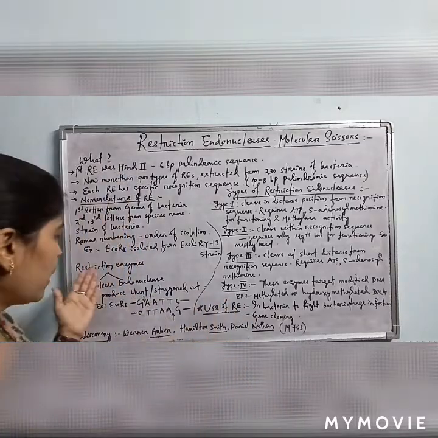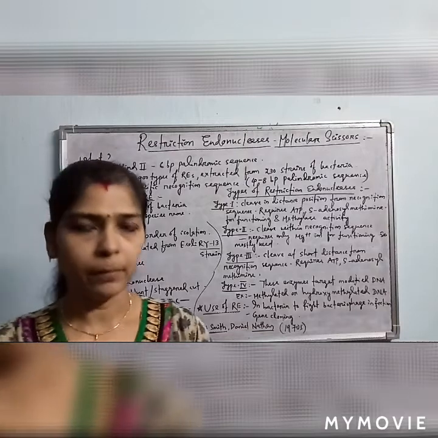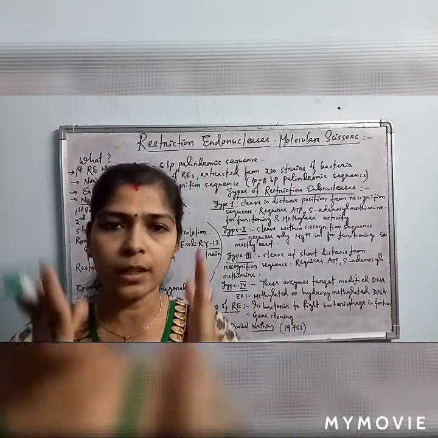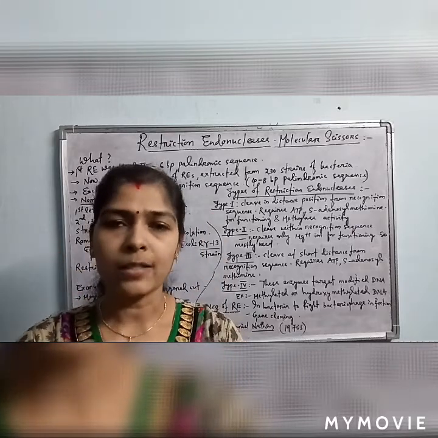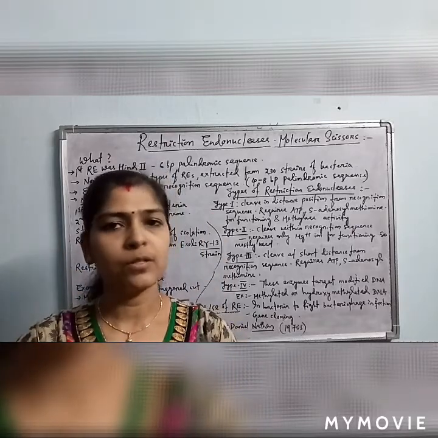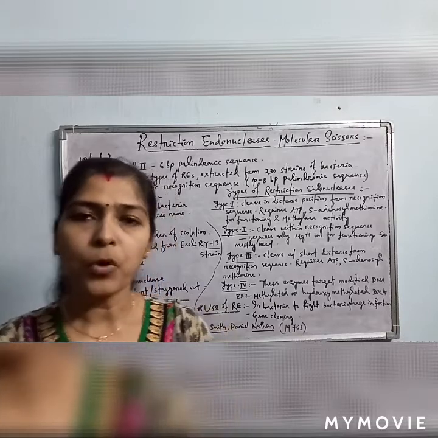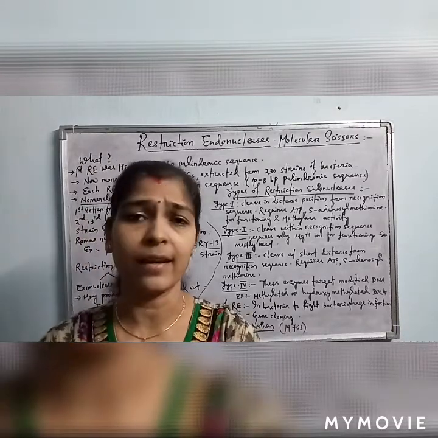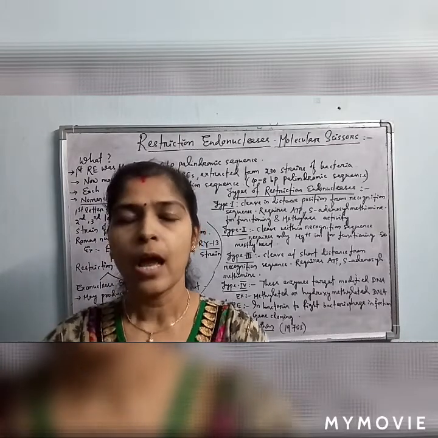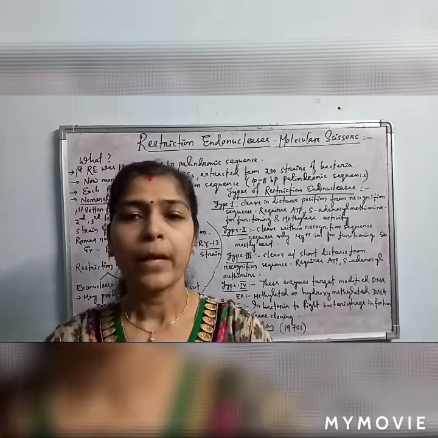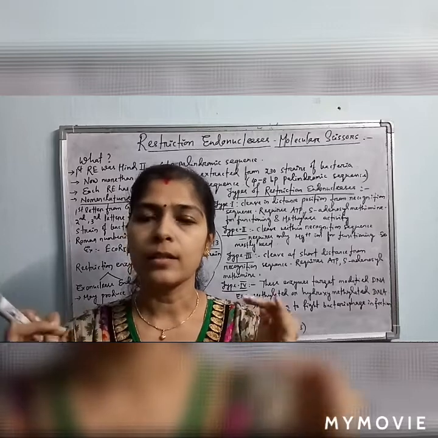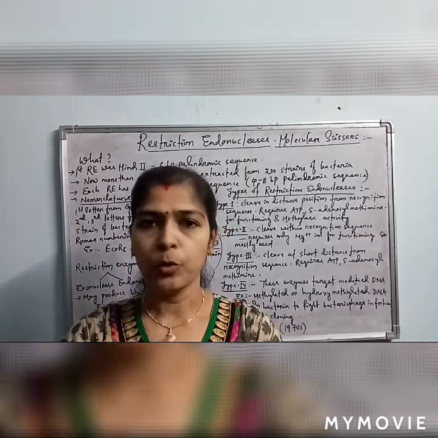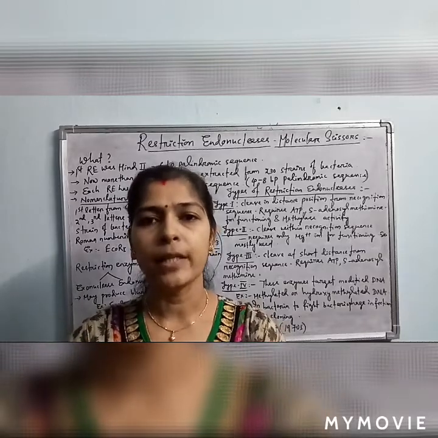So these restriction endonucleases will produce two different types of cuts. Some of the restriction endonucleases cut the DNA producing blunt ends, and some of them cut the DNA producing staggered or sticky ends. And mostly the enzymes which cut the DNA producing staggered or sticky ends are used in gene cloning, because these staggered or hanging ends of the DNA will be easy to ligate during the recombinant DNA preparation.